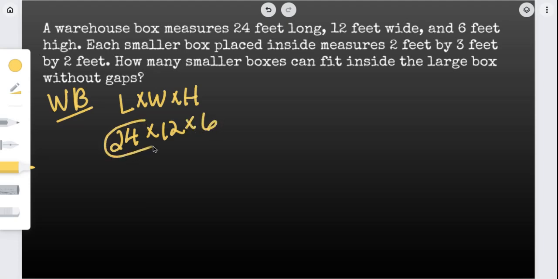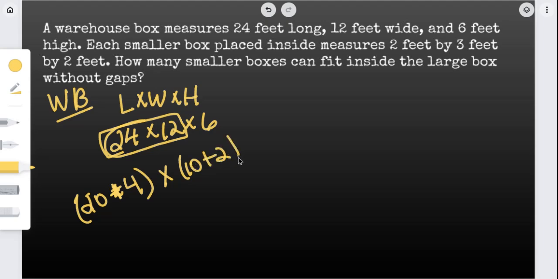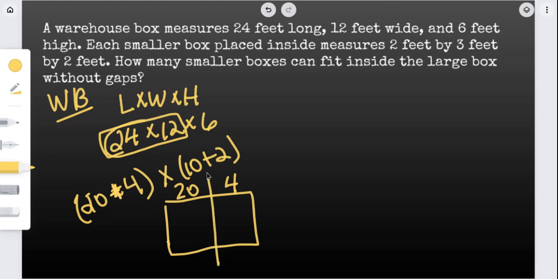I'll go ahead and start with my base area, length times width. So this will be 20 plus 4 times 10 plus 2. So I'll set up my box. 24 for 24, 10 and 2 for 12. So I have 24 times 12.